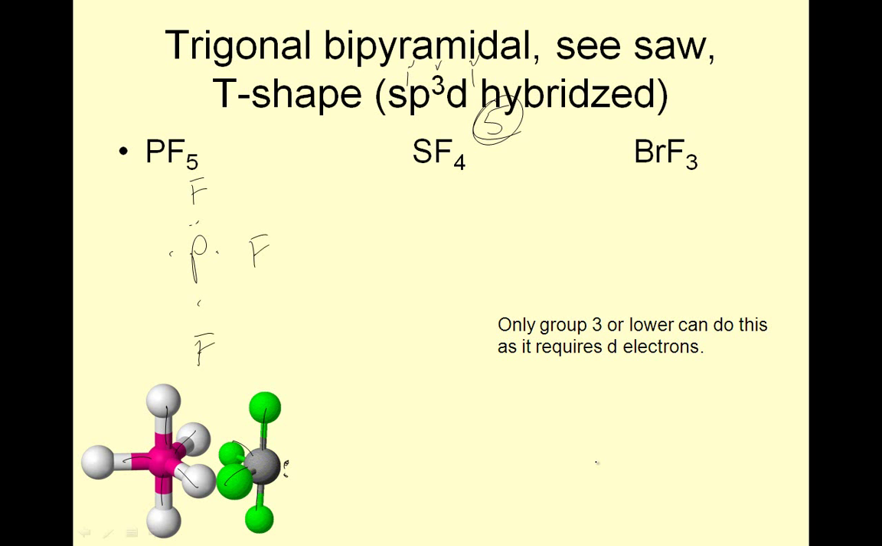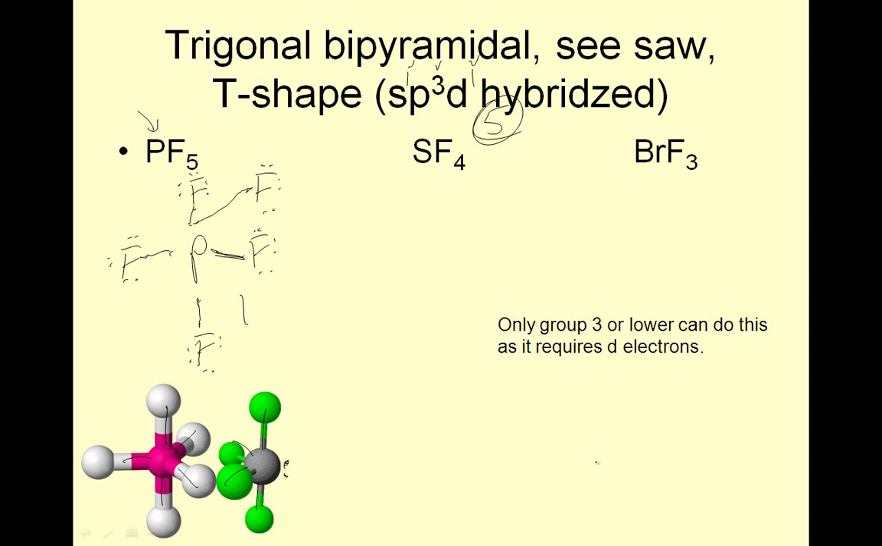5 fluorines. North, south, east, and west is where I start. And then I've got to throw another one up here, and I just put it in somewhere. Each fluorine has 7 from the periodic table. I aim my single electrons, and I connect the dots. Connect the dots. See, it has 5 bonds.